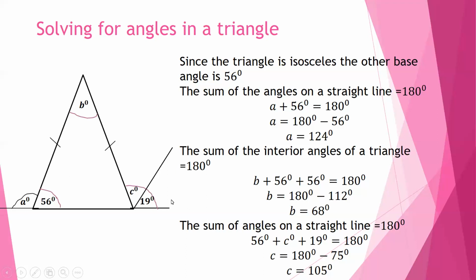We also look at C. We have C here. We need to find C. And we know that this is 56 degrees. We have 56 degrees here, right? So this is also a straight line we have here. And we know that the sum of the angles on a straight line is 180 degrees. So when you add up 56 plus C plus 19, you equate it to 180 degrees. And you group your like terms, and we have 105 degrees. So that means C here is what? 105 degrees, right?